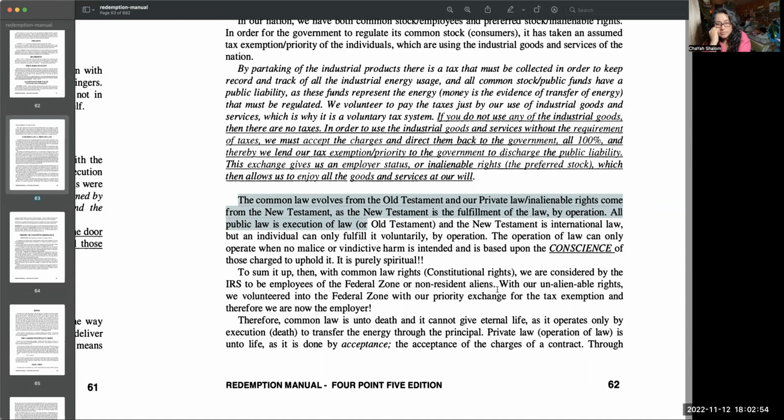Okay. The operation of law can only operate when no malice or vindictive harm is intended, and is based upon the conscience of those charged to uphold it. It is purely spiritual. All right.